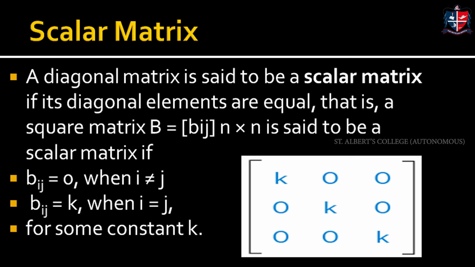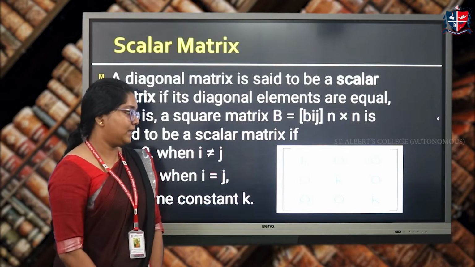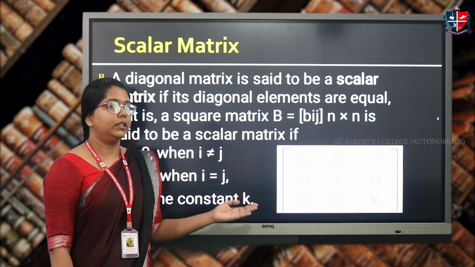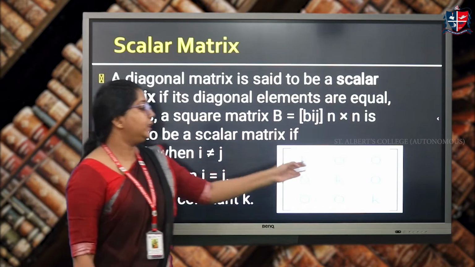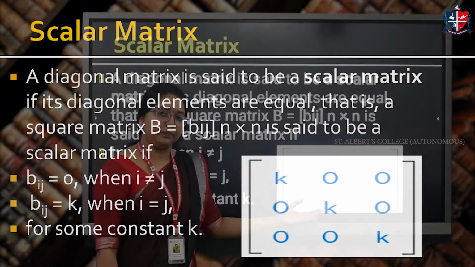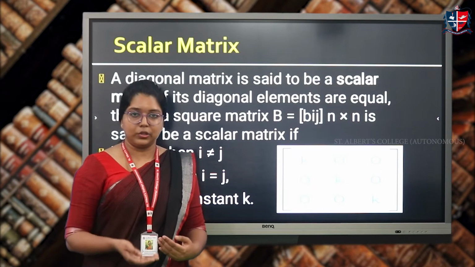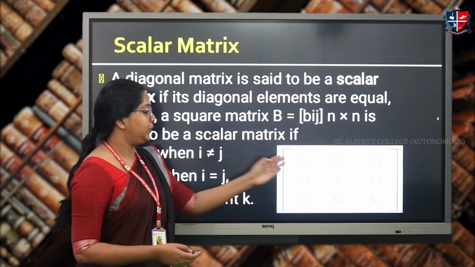Upon defining the diagonal matrix, next we will define the scalar matrix. Scalar matrices are a kind of diagonal matrix. The only difference or specification is that all the diagonal entries are the same. As in this example, A11, A22 and A33 are the same. In case of a diagonal matrix, it is not necessary that all diagonal entries should be the same, but in case of a scalar matrix, it should be so.